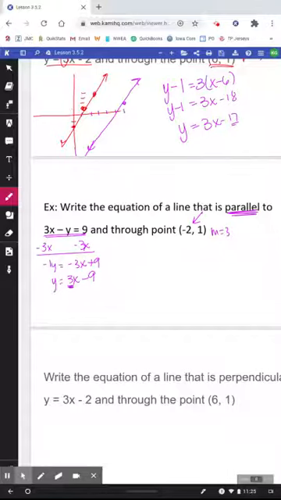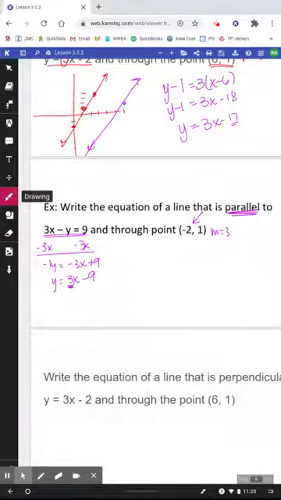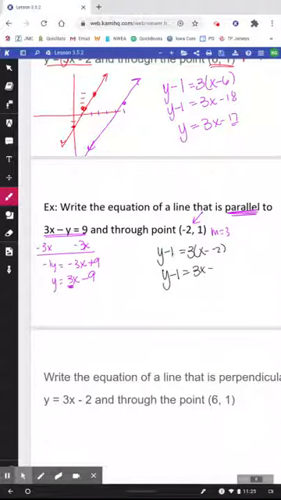Here's the point I'm given. So for my new line, I'm going to do y minus 1 equals 3 parentheses x minus -2. Distribute to give me 3x plus 6. Add 1 to give me 3x plus 7. So this line here and this line here are parallel.